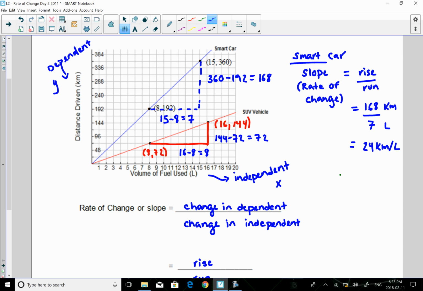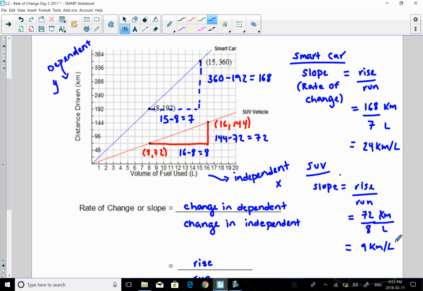Now we did the smart car, now we're going to do the SUV. Remember, slope and rate of change mean the same thing. So it's rise over run, vertical divided by horizontal, and we're talking about the change in the value. So 72 divided by 8. Writing in the units helps with the final statement. So this is 9 kilometers per hour.